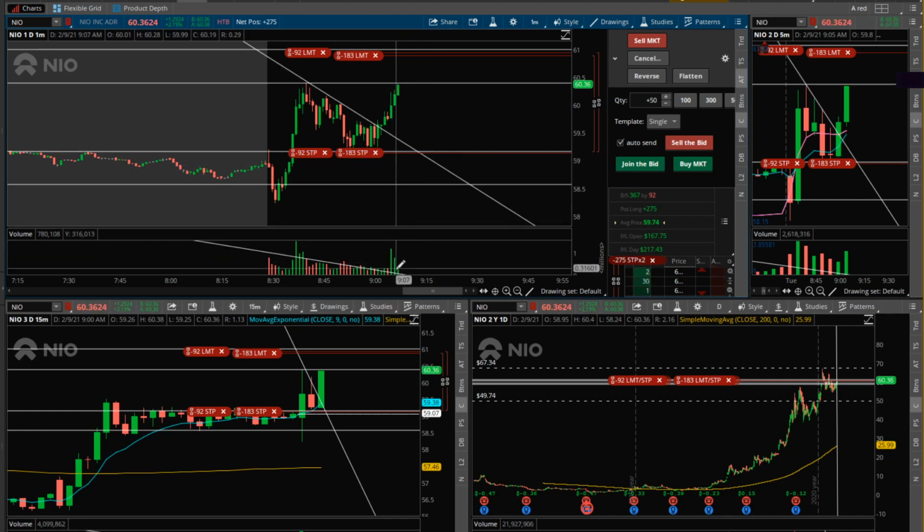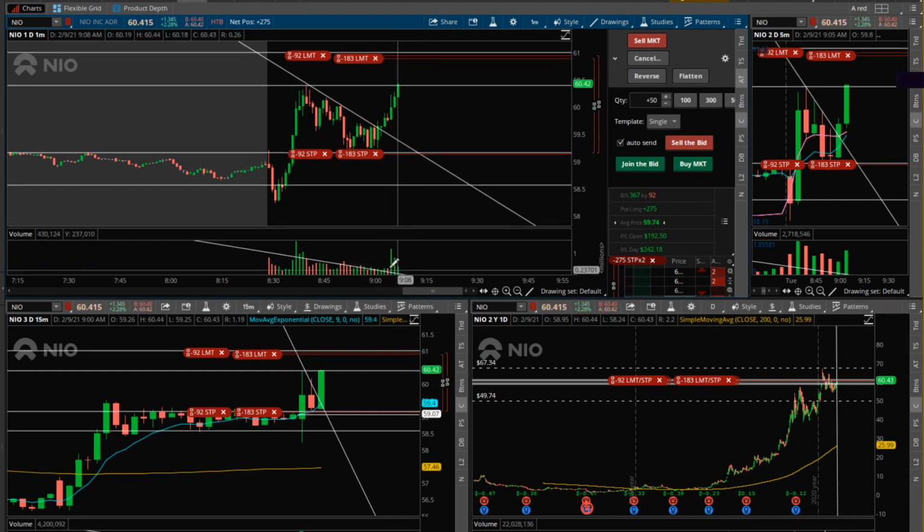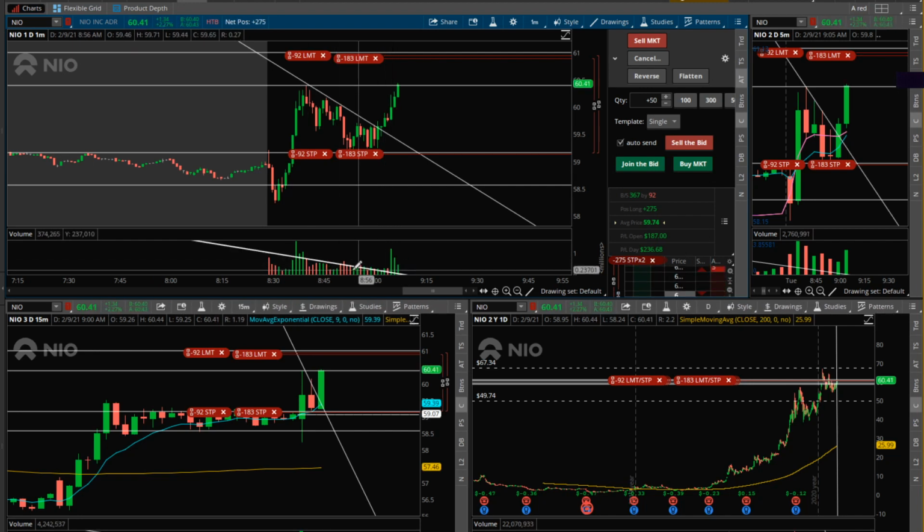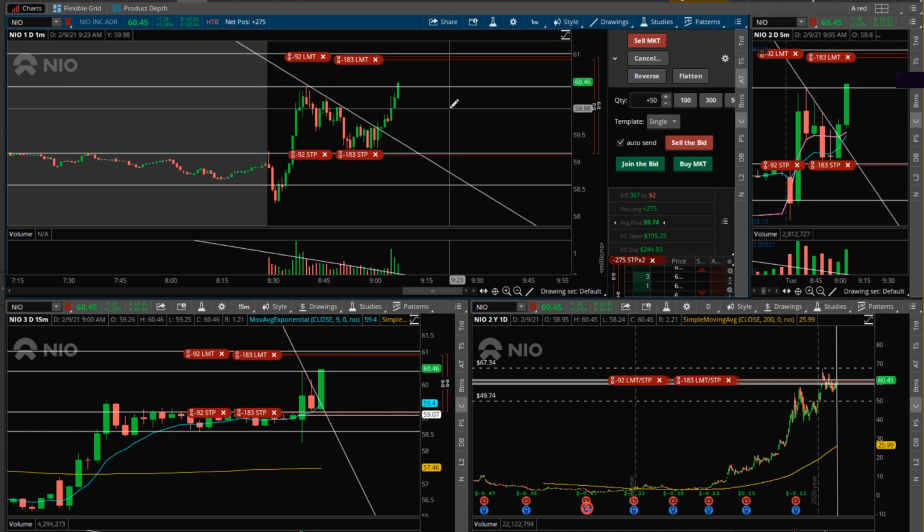Now I want to see it break, but you see this volume here, it's going to break because of that. The volume is so strong, right? Everybody's jumping in to buy. Look at the volume here and look at the volume here. That's how you realize volume analysis.